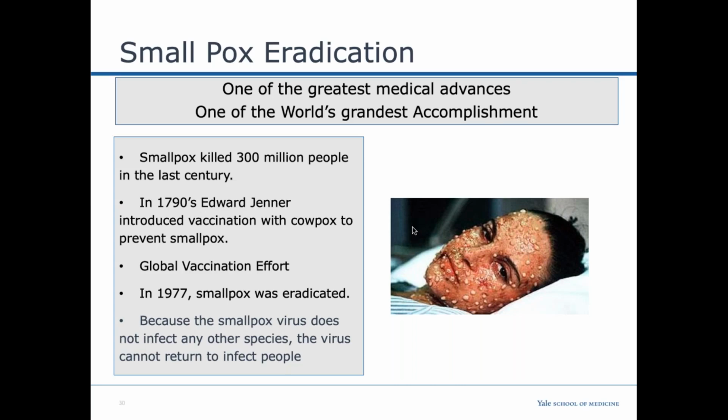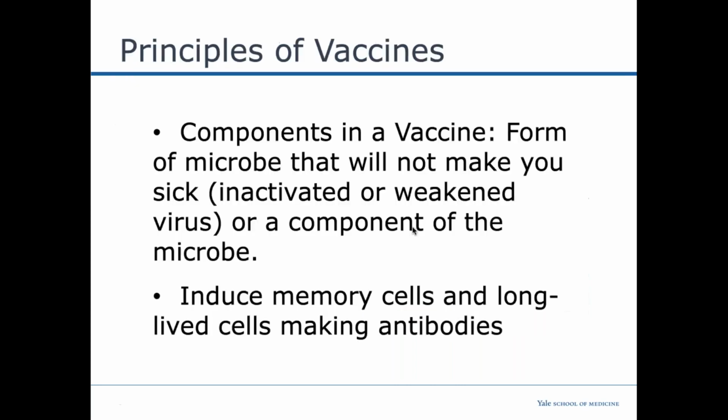And actually, he had a lot of resistance. And even when he died, it was not completely accepted. In the 1960s, there was a global vaccination effort to eradicate it. And in 1977, it was eradicated. Now, because smallpox does not infect any other species, the virus cannot return to infect people. And that is not true, though, for viruses that live in other species, such as Ebola, coronavirus. But this is a really fantastic accomplishment.